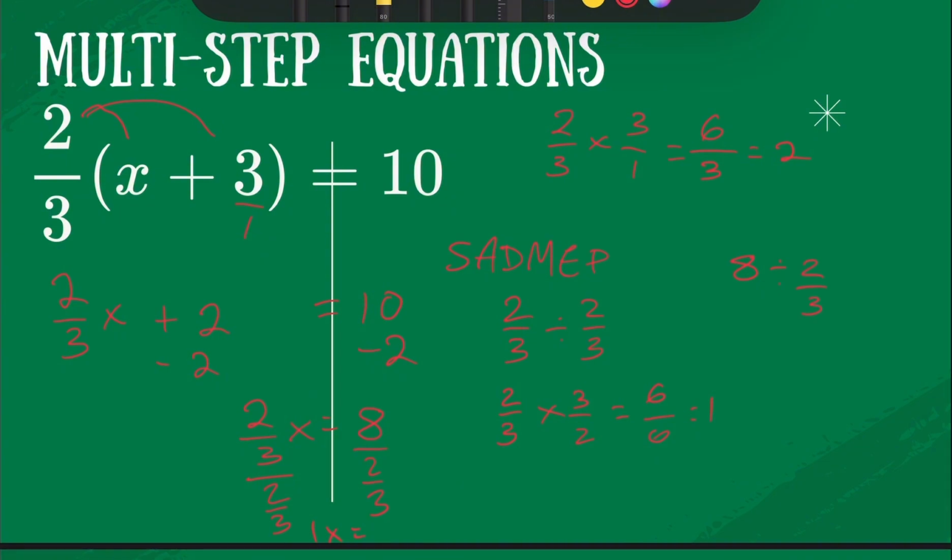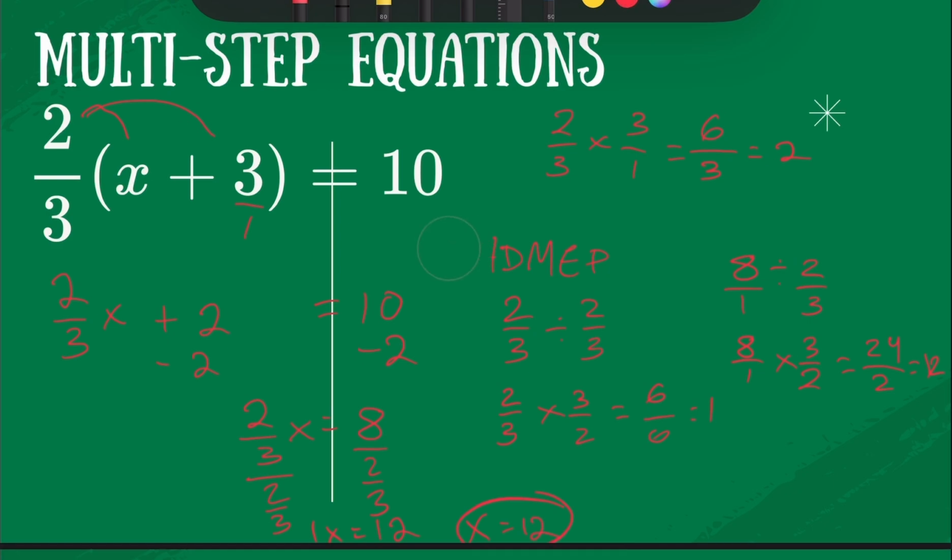Remember that that 8 has a 1 underneath. So I could write that as 8 over 1 divided by 2 over 3. And now I'm going to keep the first fraction, change the sign, and flip the second one. And I get 8 times 3 is 24, and 1 times 2 is 2. 24 divided by 2 is 12. Therefore, 1x is equal to 12. I remember that 1 times x is just x. So therefore, x is equal to 12.